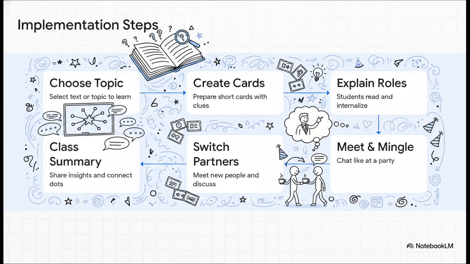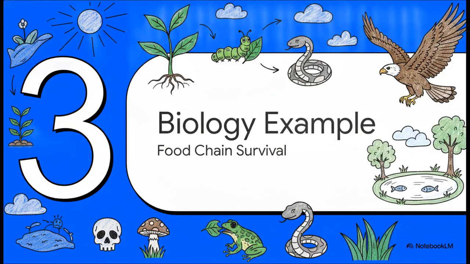Fourth, and this is where it gets really fun, the actual party begins. They meet and mingle for about 3 to 5 minutes, sharing their clues. Fifth, they switch partners to keep the conversation going with new people. And finally, step 6 is the class summary, where everyone comes back together to share what they've pieced together. This step-by-step structure is absolutely crucial because it takes the chaos out of active learning and replaces it with focused, guided discovery.